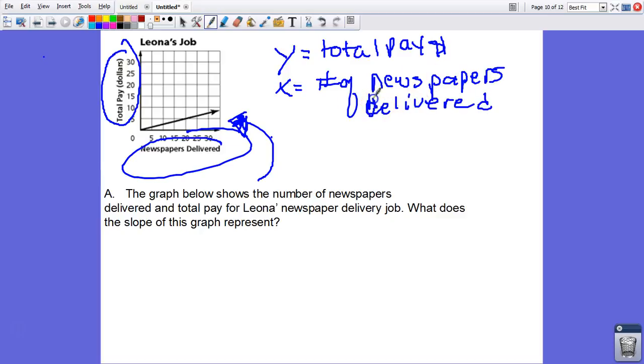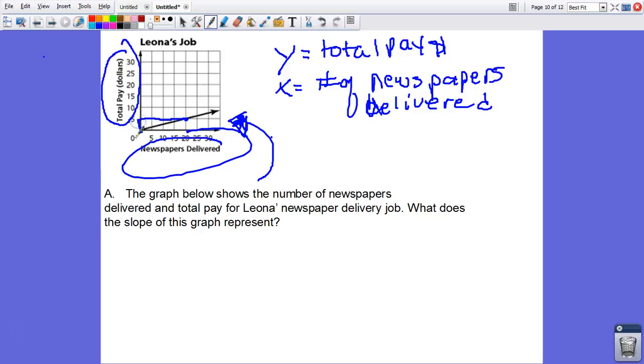That's a terrible D. Delivered, right? What does it want us to find? What does the slope of the graph represent? Well, let's find the slope. We can do that. Here's a perfect point.